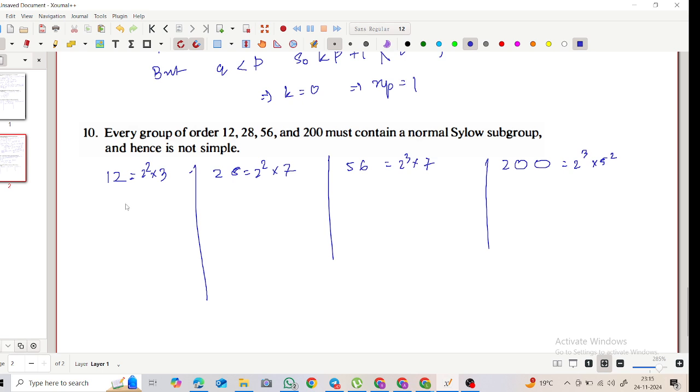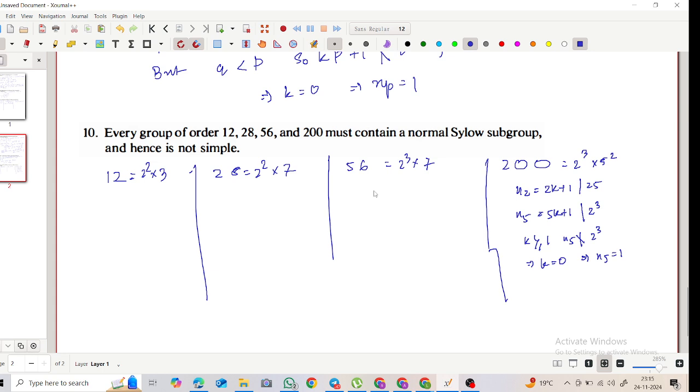Okay. So first of all, for this, what is n2? n2 is of the form 2k plus 1 and it must divide 25, right? And n5 is of the form 5k plus 1 and it must divide 2 cube. Okay, so if k is greater than or equal to 1, n5 does not divide 2 cube, right? So k equals 0, which means n5 is 1. So the Sylow 5-subgroup is normal.